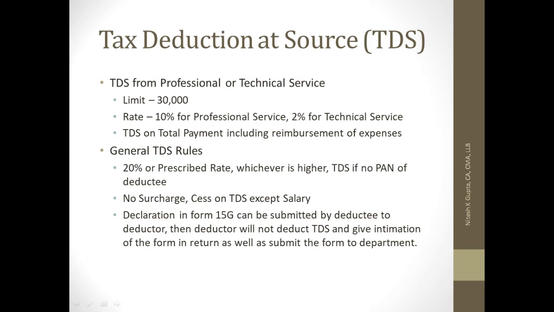There is a form 15G which can be submitted by any deductee to the deductor. If that declaration in form 15G is submitted by the deductee to the deductor, then the deductor need not deduct TDS, but he will give this intimation of the form 15G in the TDS return as well as submit it to the income tax department, that this person is giving me form 15G saying that do not deduct my TDS.